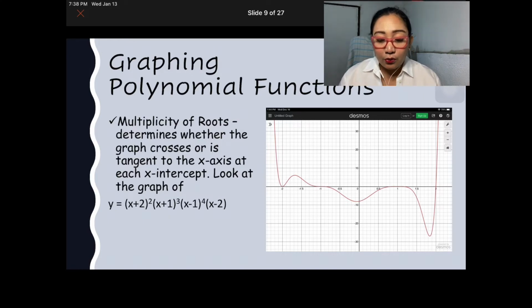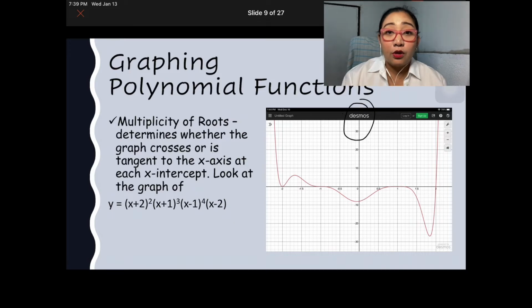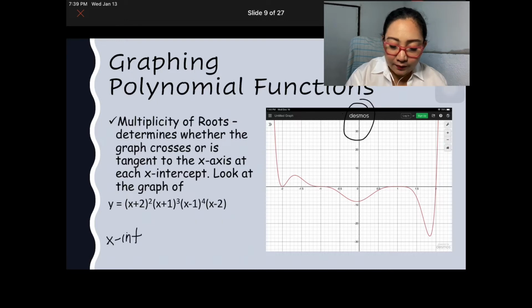And then, I want you to notice yung behavior ng graph sa kanyang x-intercepts. So, let's identify first yung mga x-intercepts nitong function na ito. X-intercepts. Okay? So, ano yung x-intercepts natin? Meron tayong negative 2, meron tayong negative 1, positive 1, at 2. Now, if you're going to notice, yung parts po na yan doon sa ating graph ay nandito.